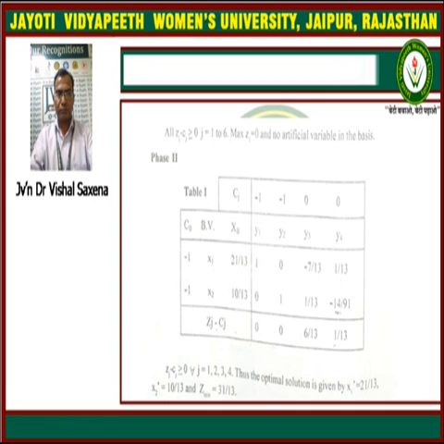this solution is the optimal solution, and in this way the solution is given by x1 is equal to 21 upon 13 and x2 is equal to 10 upon 13, and the value of Z is 31 upon 13. So this is the value of Z, and the solution is shown here. This is the solution of the two-phase method.